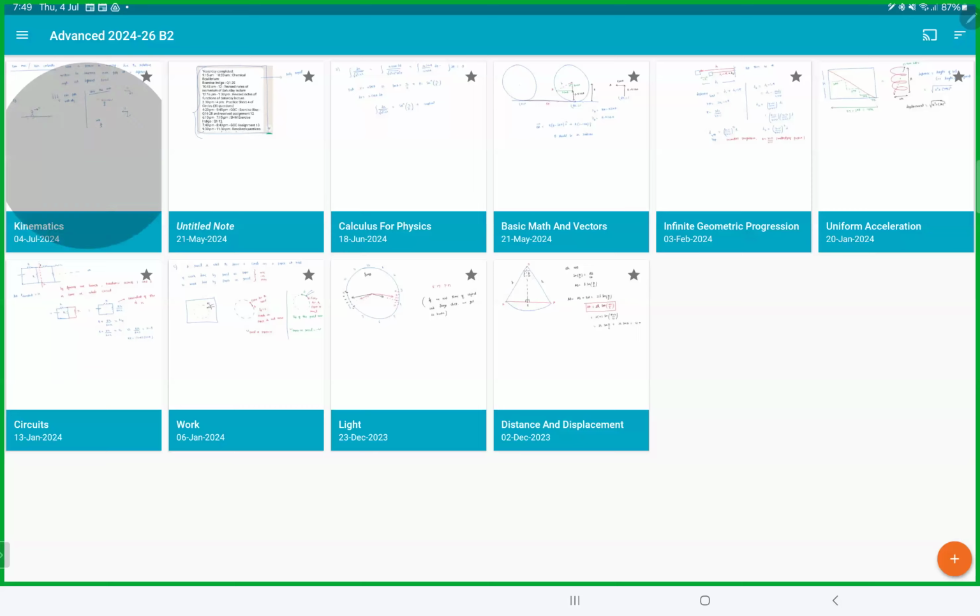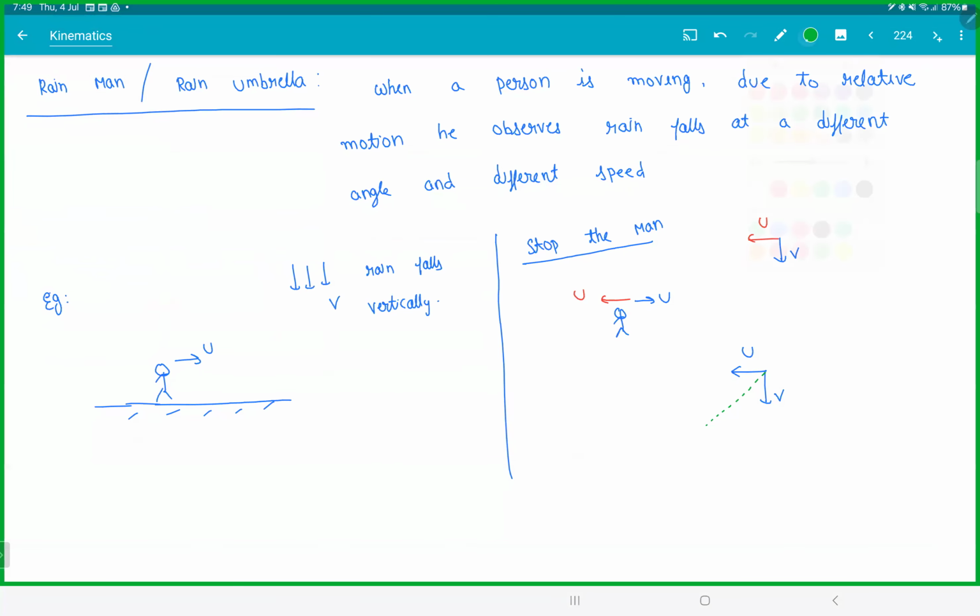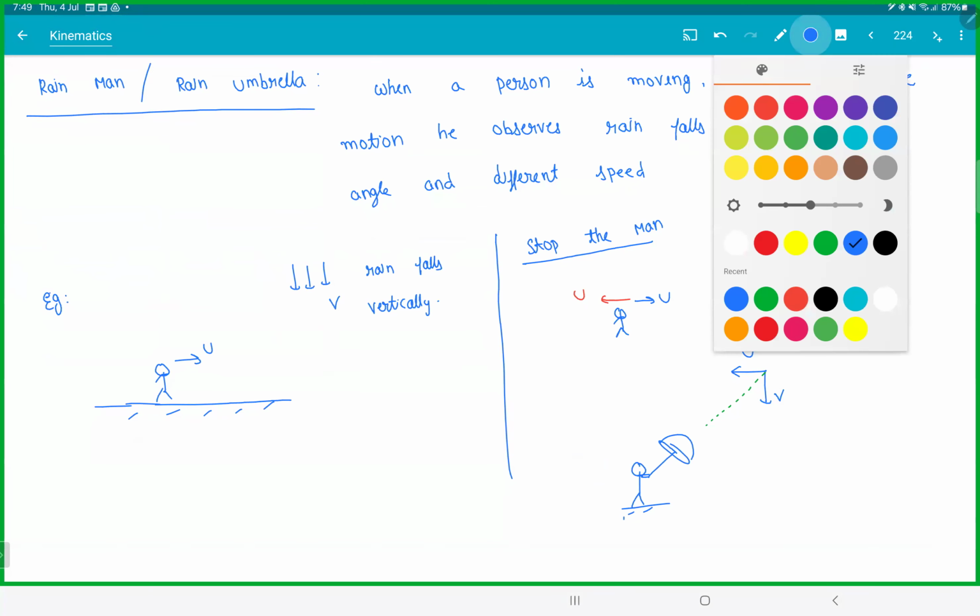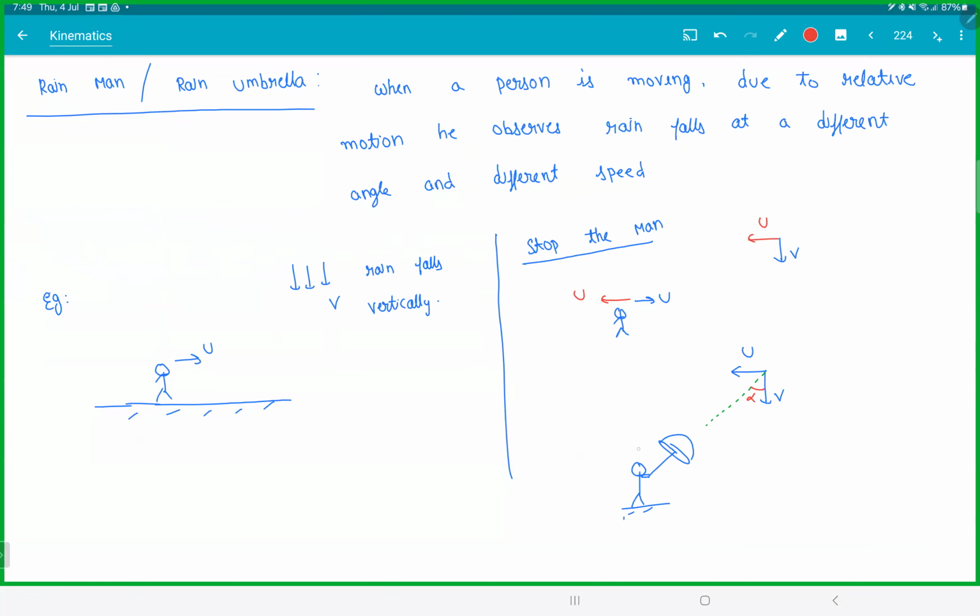And so this person also has to keep the umbrella like this. If he doesn't want to get wet, if you're running, you have to change your umbrella position. If you take this angle to be alpha, alpha is the angle with the vertical. And we know tan alpha is opposite side by adjacent side. So here the opposite side is u by v.